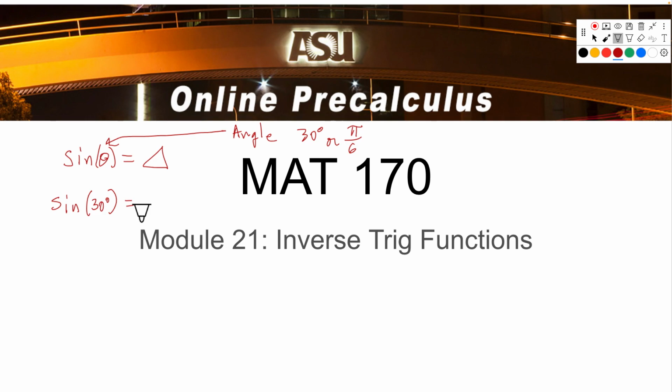What is the output? Sine of 30 degrees is, let's see if I can remember my unit circle. Is that a half? Or is it square root of 3 over 2? I think it's a half. No, yeah, it's a half. It should be a half. So what is this number, the output?